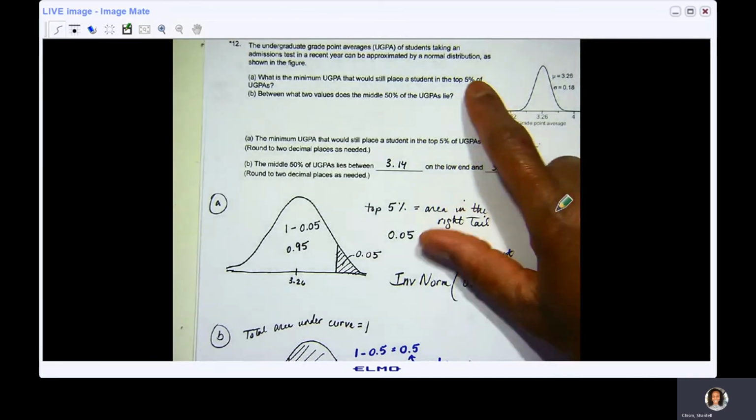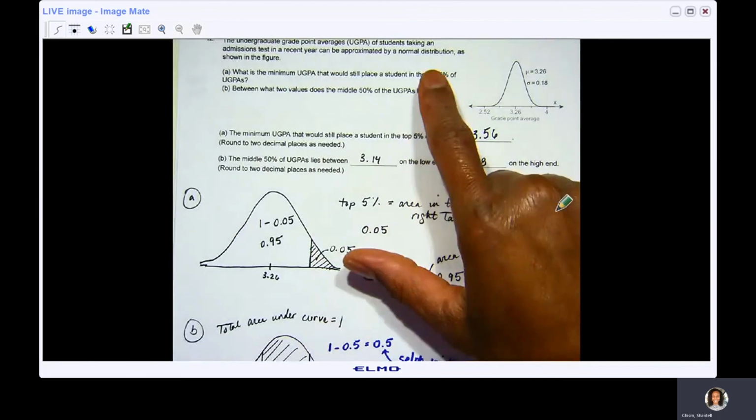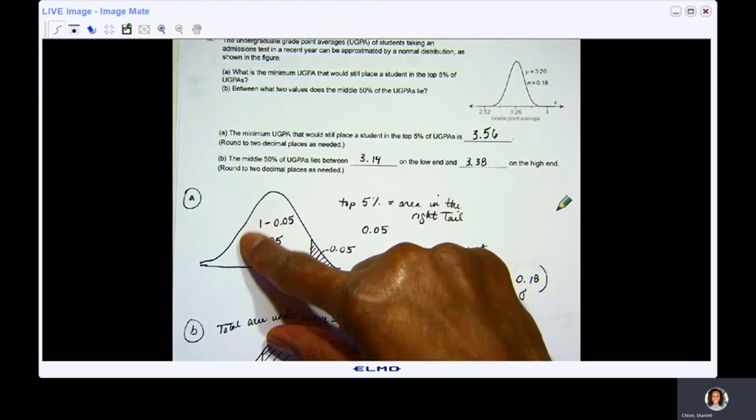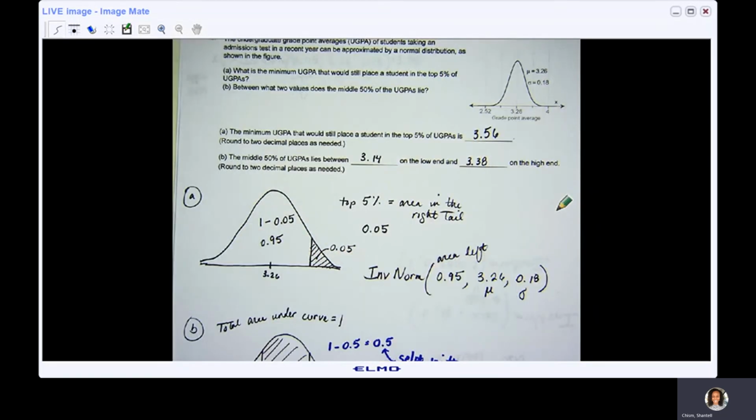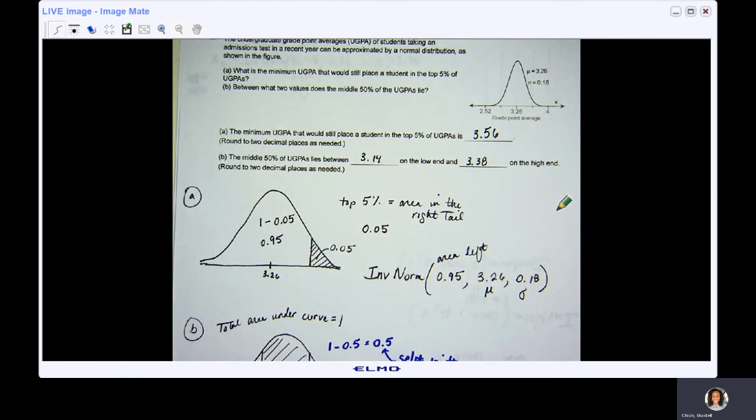One more thing again, remember top represents the right tail. Okay, that's why I shaded to the right. If that had said bottom, it would have been the left tail. Okay, keep that in mind. Okay, and remember the total area under the curve is 1.